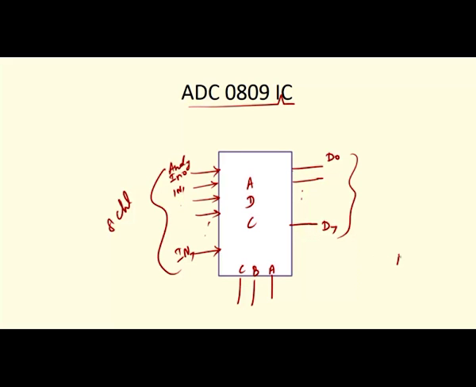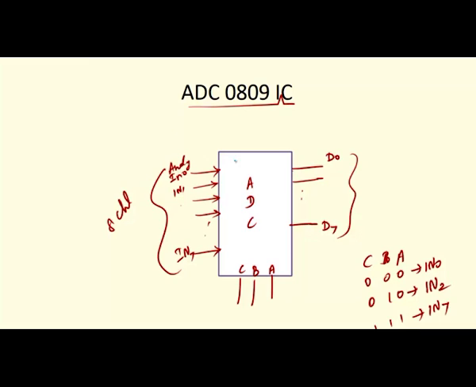If all are 0 0 0, A is the LSB, and it will select channel 0. If it is 0 1 0, it will select channel 2. Based on that, any one of the 8 channels will be selected. So, you can select any one of the channels and give your own input, and that will be converted.